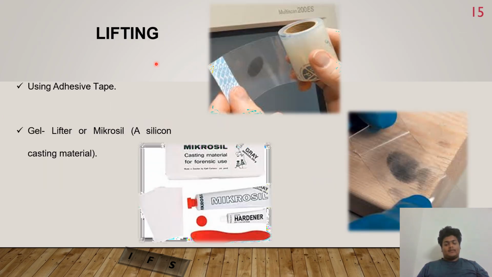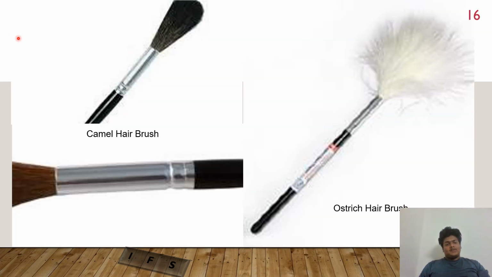So, lifting of the fingerprints. The lifting of the fingerprints can be done using the adhesive tapes, gel lifters, or a silicon casting material known as microsil. The picture shown here describes the types of brushes used in the development of fingerprints using the powder methods. Namely, camel hair brush is used, or stitch hair brushes are used.